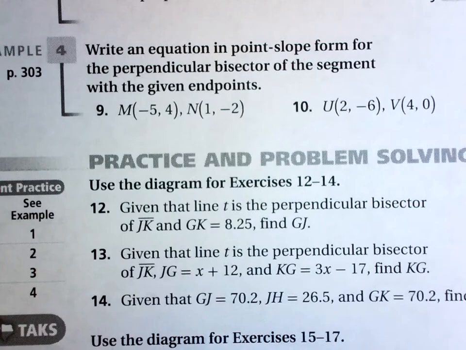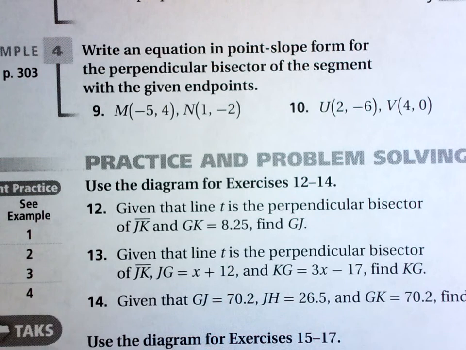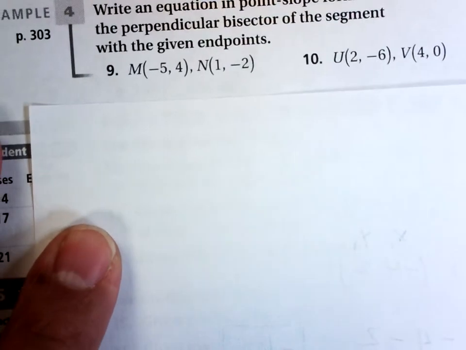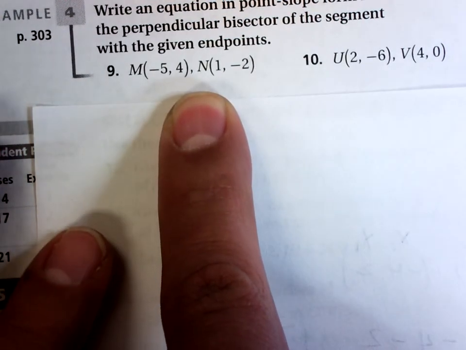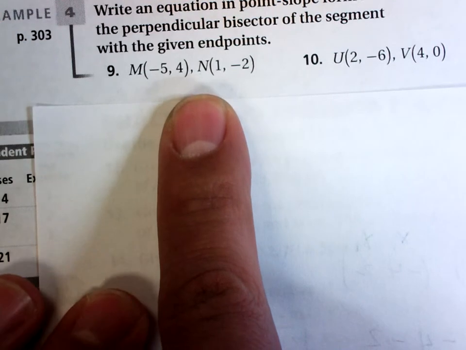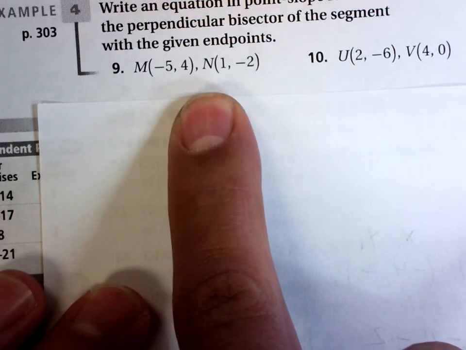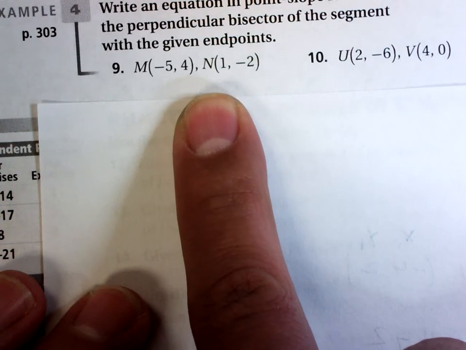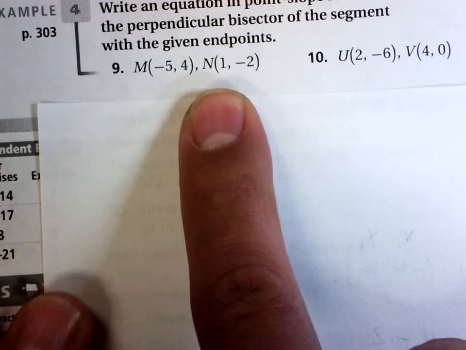Now the directions on this paper say to find it in point slope form, but we're going to find it in slope intercept form. So what I'm looking for, I'm doing number 9, is the perpendicular bisector to MN. Well, if it's perpendicular to MN, that tells me something about the slopes. If I can find the slope of this one, then I'll know the slope of the perpendicular bisector, because I know something about slopes if lines are perpendicular. So let's find the slope of this one first.